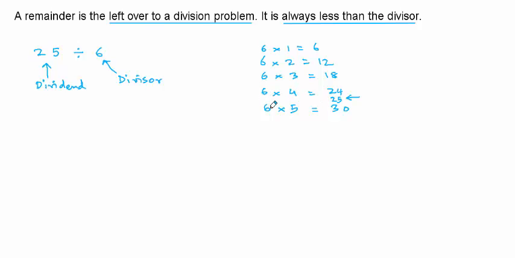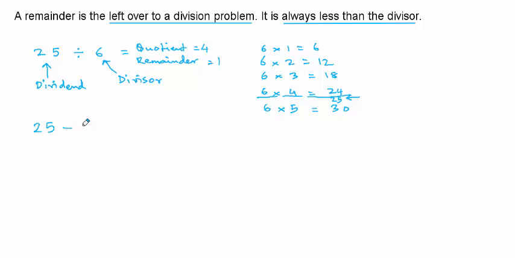So then we say, okay, there are 4 6's that can be fitted into 25, but that will only take us to 24. We still have one leftover, and that leftover is called the remainder. So we say the quotient is 4, 6 times 4 is 24. That's the closest you could get to 25 without going over it. And the remainder is 1.